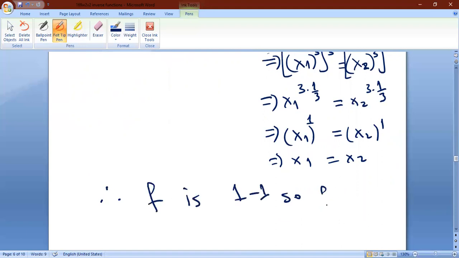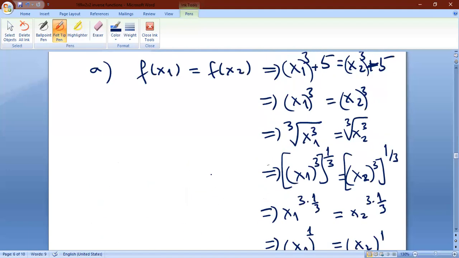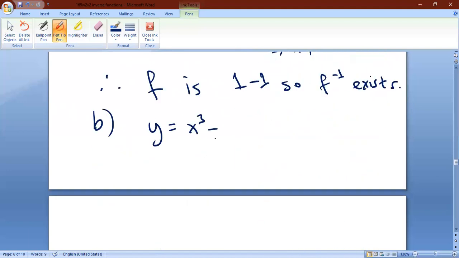So f inverse must exist. Okay, so let's do the second part. Now, we write y equals x cubed. What was the function? Plus 5. X cubed plus 5. So solve for x.